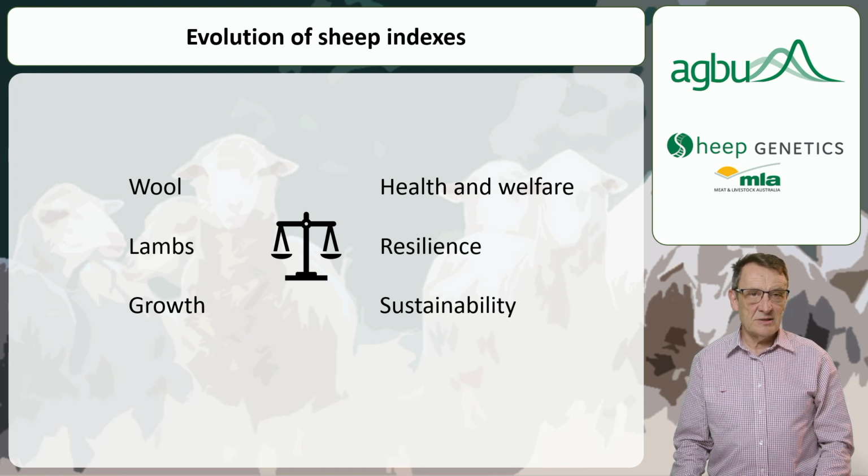More recently, the challenges facing sheep production have grown through rising input costs, climate change, and societal expectations for ethical production, and indexes have had to evolve to address these issues. The traditional output traits are still important, but must be balanced with the need for healthy and resilient sheep, managed sustainably to high standards of welfare. We'll be explaining more about this in later videos in this series.